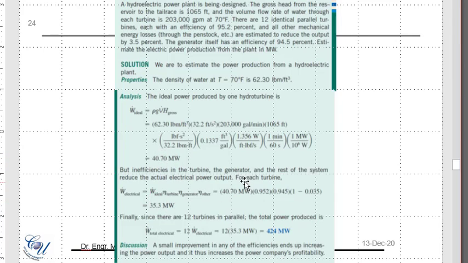This was the ideal system, but when we included all the inefficiencies, this is the output from each turbine. And then we have been told that there are 12 turbines in parallel, so we multiply 12 with each one and we get the total megawatts of energy that is produced from this system. So you see from 1065 feet, and in this case we have a lot of water available, 203,000 gallons per minute for each turbine. You have 12 turbines installed and there are, let's say, 12 penstocks coming to each one of the turbines, hitting the turbine with this much water. So obviously we are getting an energy which is in excess of 400 megawatts.